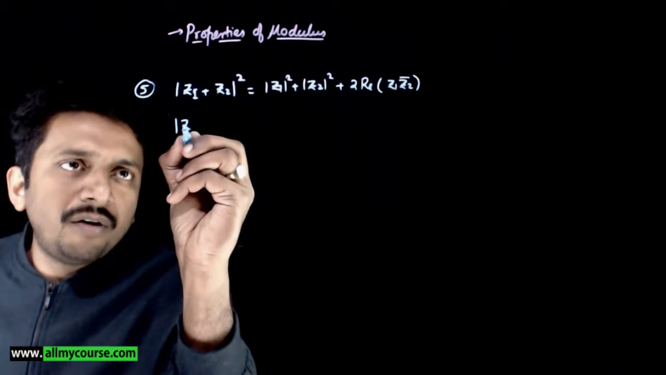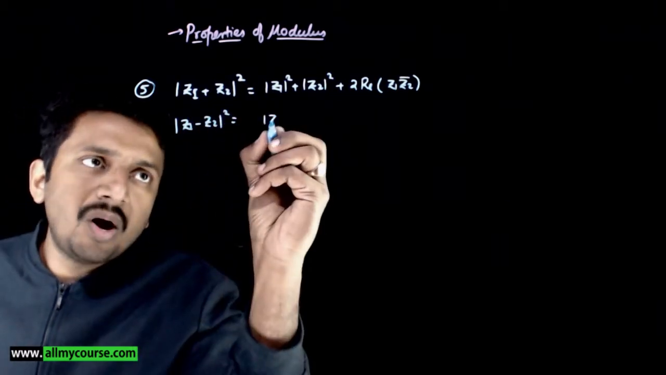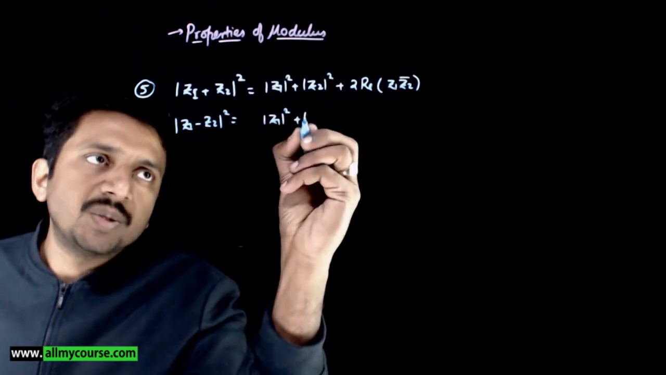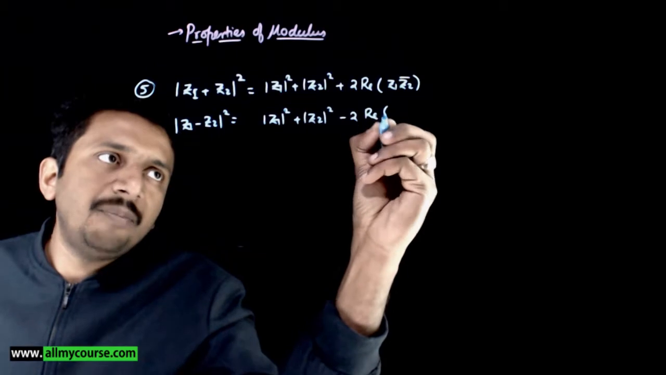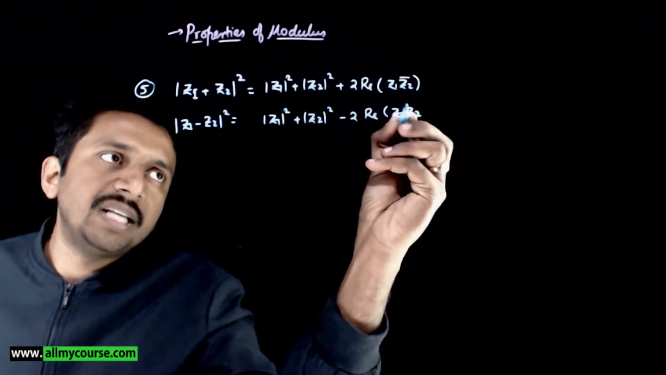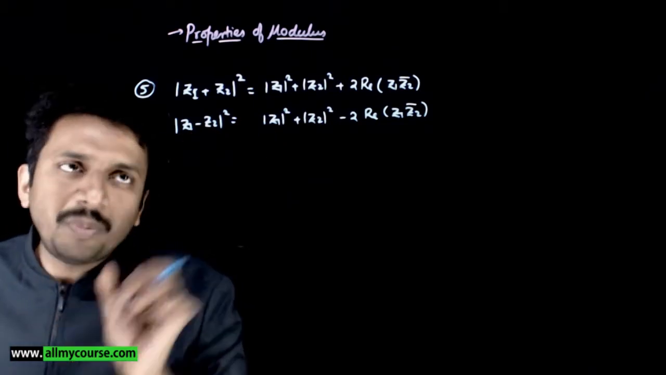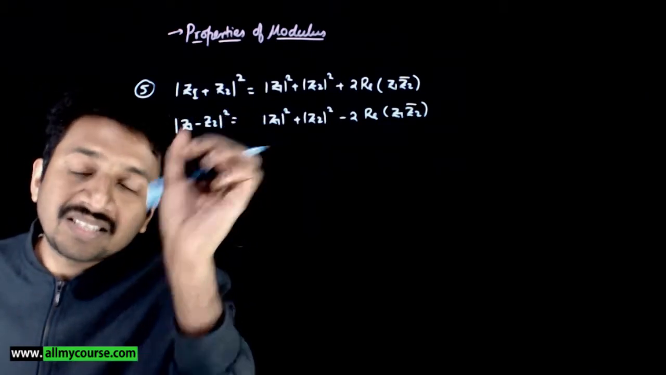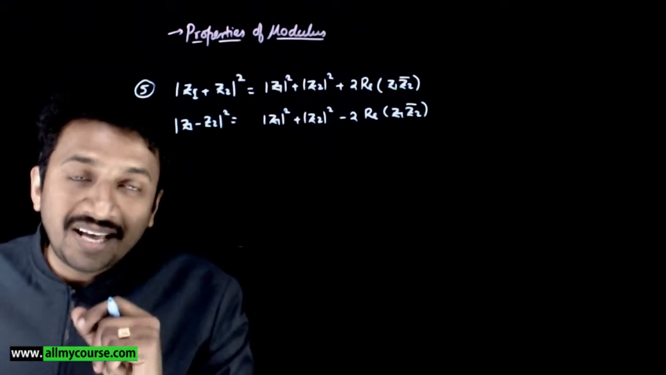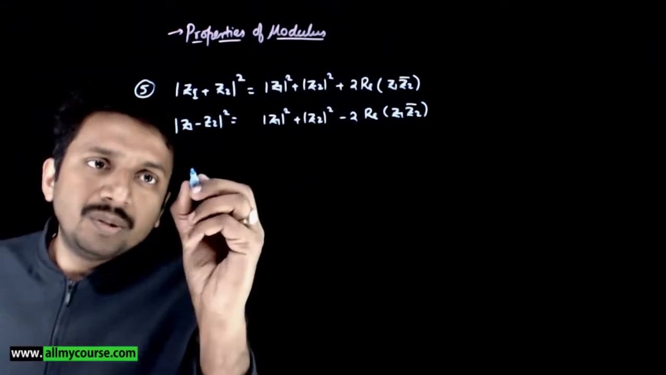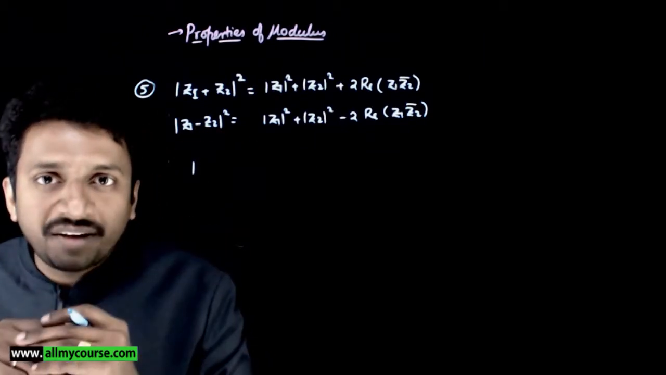And mod of z1 minus z2 whole square is equal to mod z1 square plus mod z2 square minus 2 times real part of z1 z2 bar. So these are the two properties which deal with moduluses of sum of two complex numbers. So let us see how these are happening. This property can be derived using the first property that we have seen.